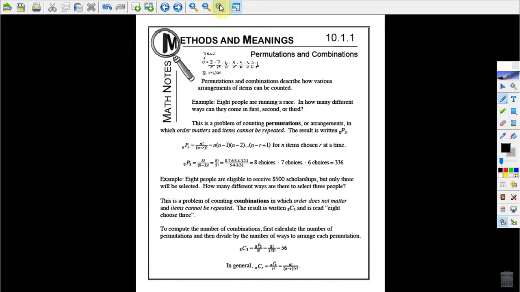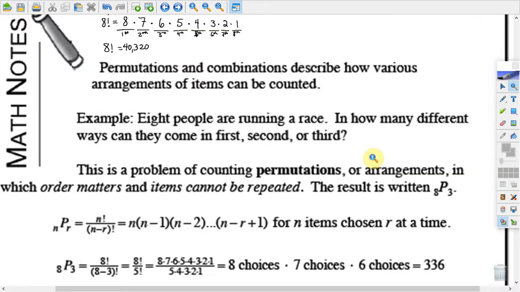Let's look at the next part here. So permutations and combinations describe how various arrangements of items can be counted. For example, if 8 people are running in a race, how many different ways can they come in first, second, or third? Well, I've hinted at that with the way I've drawn that, except for first, second, and third, we would only have 3 slots to fill in.